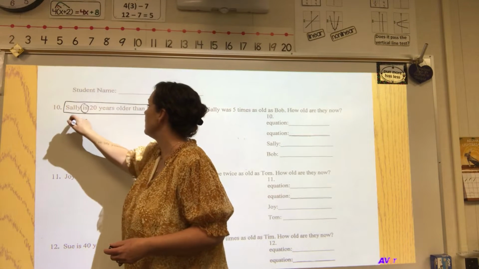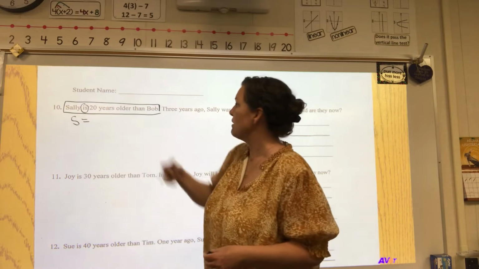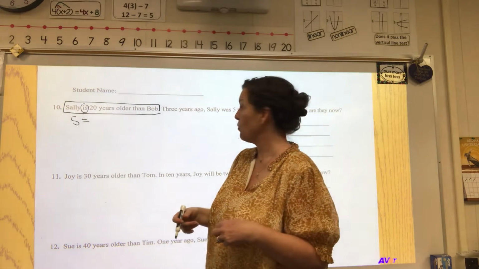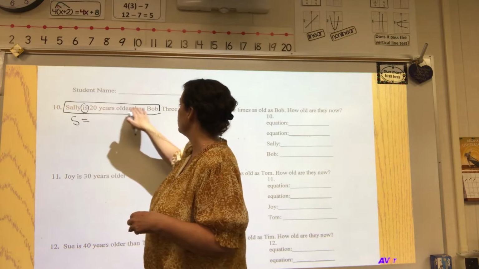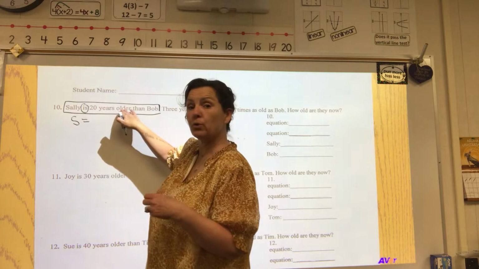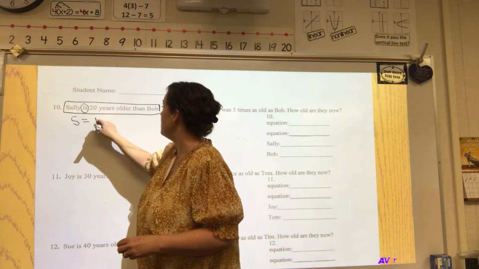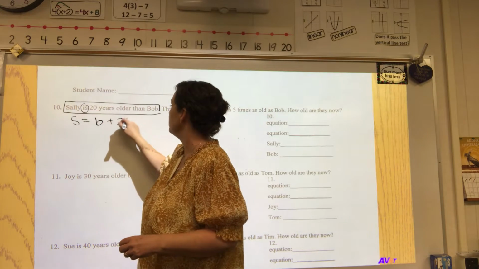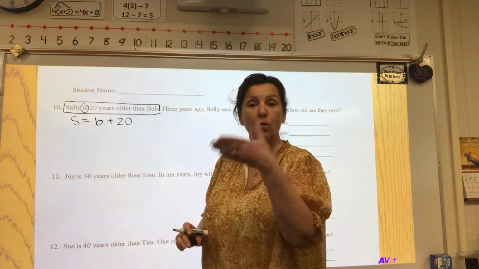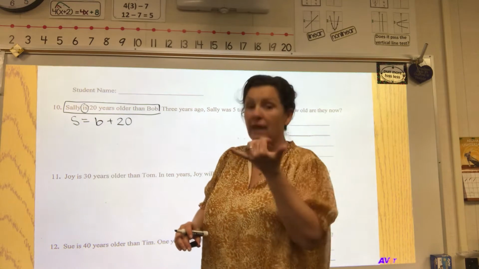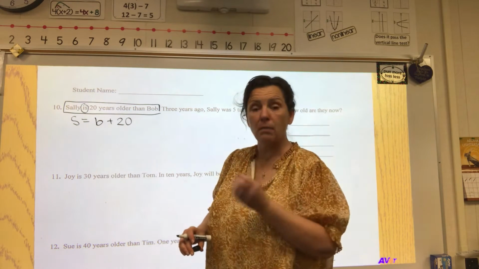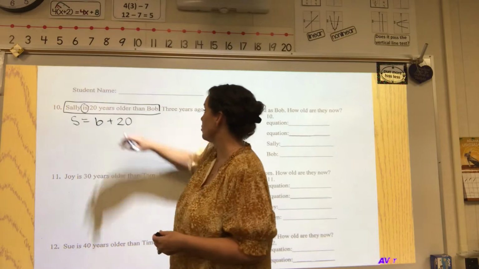Okay, so I'm going to look for my is, was, were, will be. There it is. And we got Sally. So Sally's on the left. We got Mr. Bob on the right. So 20 years older than Bob. Older was a plus word. Than was a switch those terms word. So we have Bob in the front. We have older. And then we have the 20. Remember, older was a plus word. Than is a flip word. B for Bob. And 20 in that second position there.